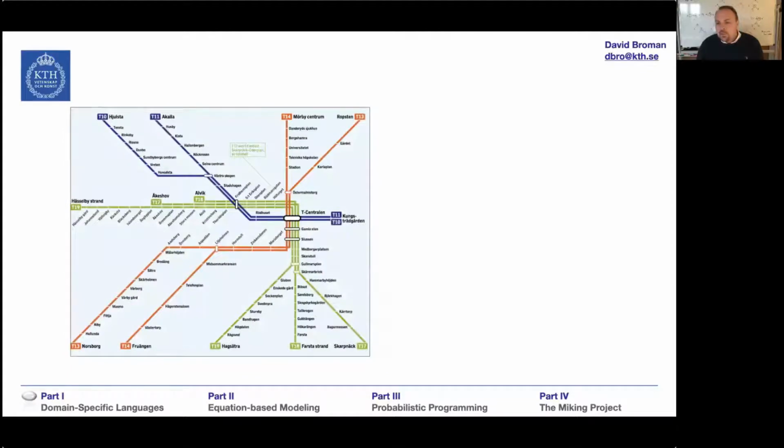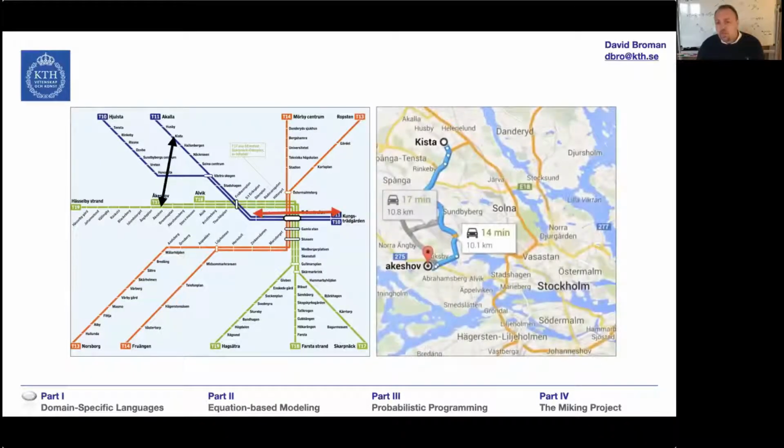Well, it's about this. So what do you see here? It's a map, right? And it's a map of a subway in Stockholm, an old map. And here you see a line between Kista and Åkeshov, and you see between Kungsträdgården and Odenplan. Here's another map between Kista and Åkeshov, but now you see the distance between Kungsträdgården and Odenplan is much shorter.